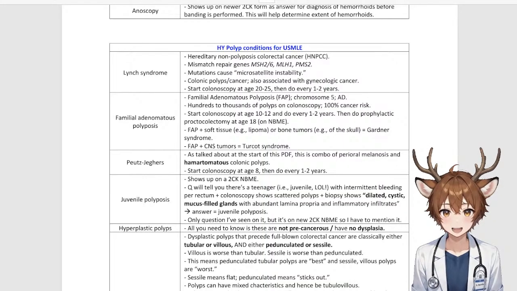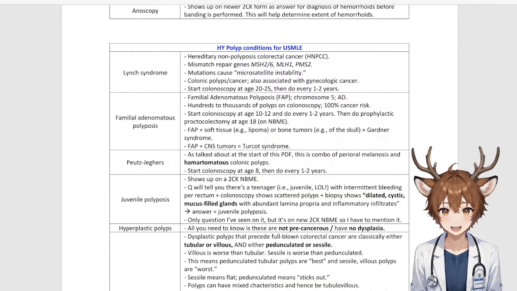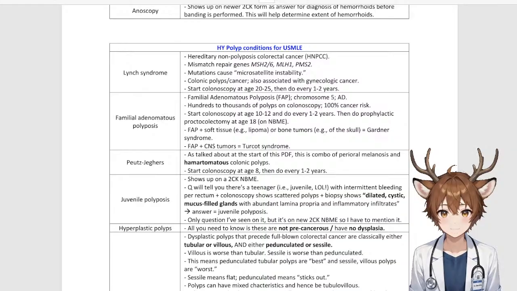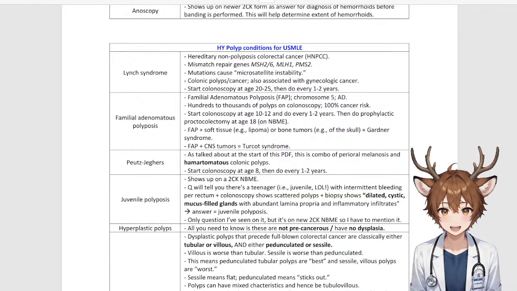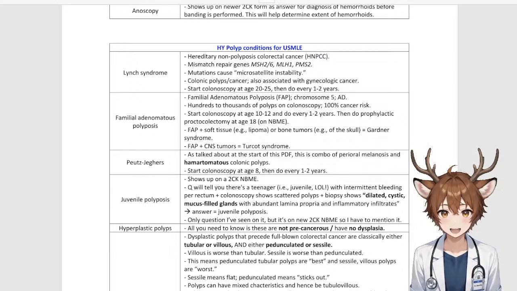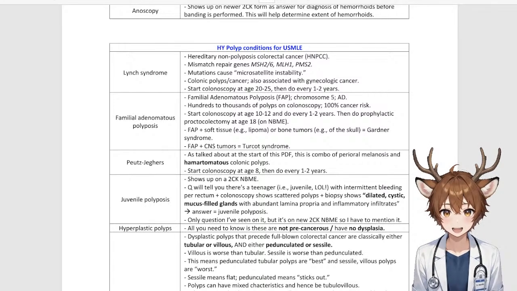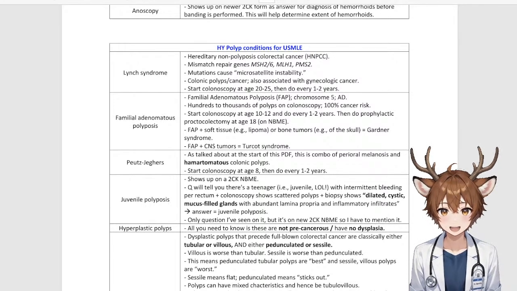Mismatch repair genes, MSH2/6, MLH1, PMS2. Mutations cause microsatellite instability. Colonic polyp/cancer are also associated with gynecologic cancer. Start colonoscopy at age 20 to 25, then do every 1 to 2 years.